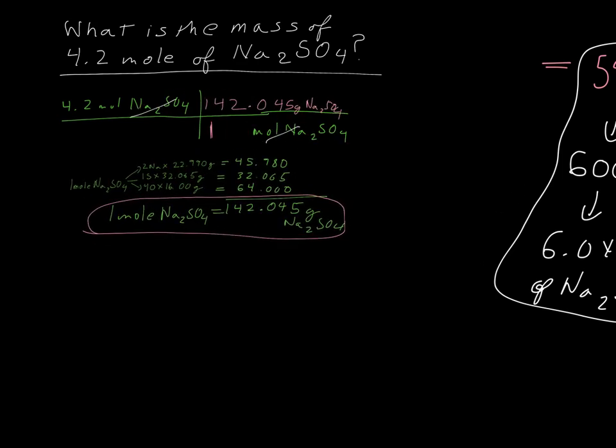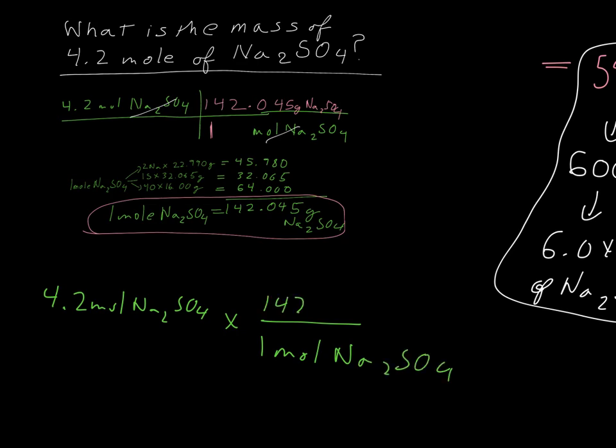What I've really written here is two ratios. I've said 4.2 moles of sodium sulfate times the ratio of 1 mole sodium sulfate to 142.045 grams sodium sulfate. This line method that I use is a way of stringing together ratios. This horizontal line represents a division symbol, and where you see those X's, you get a multiplication symbol. So you'd have a multiplication symbol right there and a division symbol right there. You can see that when we look at the things down here: multiplication symbol, division symbol, division symbol. Just a quick note on my notation.